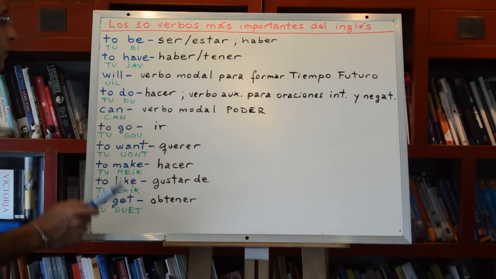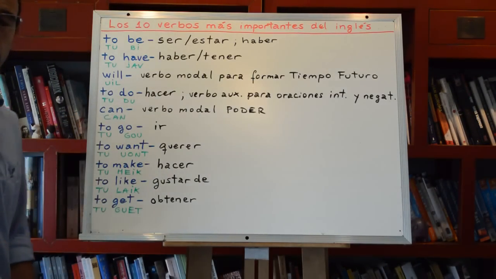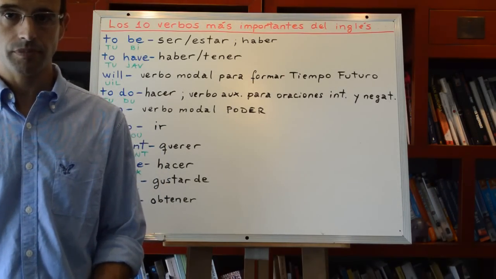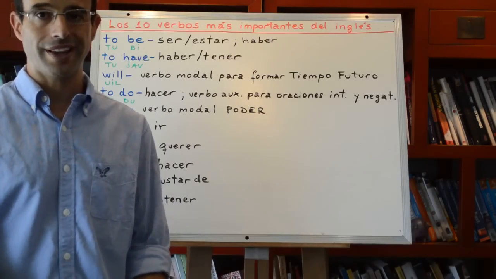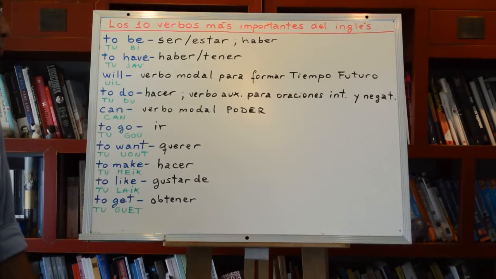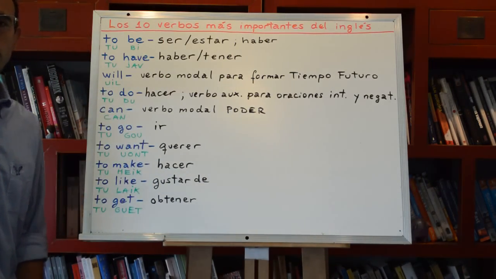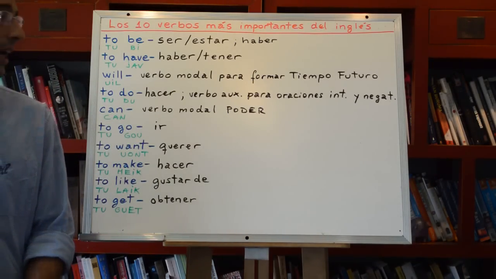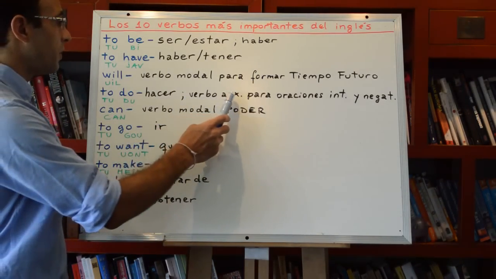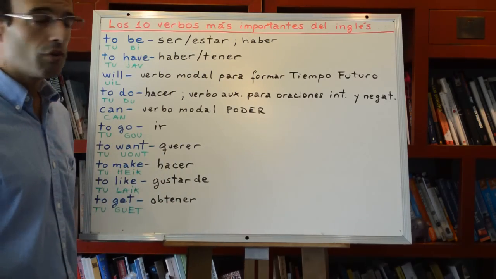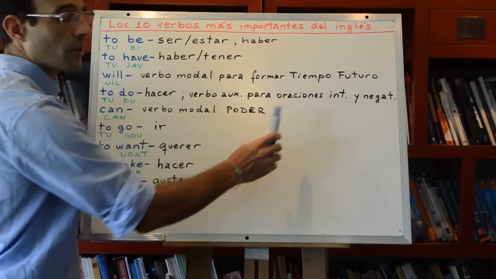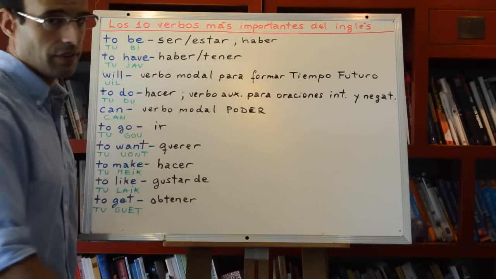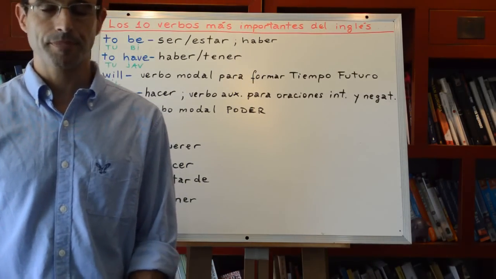Okay, our fourth verb is the verb to do. To do literally means hacer, okay? I will do something. Yo voy a hacer algo. But to do has another huge function in the English language. It is the auxiliary verb that we use for question sentences and for negative sentences, okay?